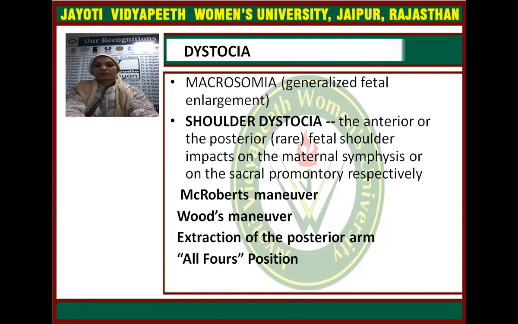Many of the causes we have already studied. Fetal complications: asphyxia, brachial plexus injury, Klumpke's palsy might be there, humerus fracture, clavicle fracture might be there. Maternal complications: cervical laceration, vaginal tear, perineal tear, rupture of the uterus, rupture of bladder, sacroiliac joint dislocation, and permanent morbidity might be there.